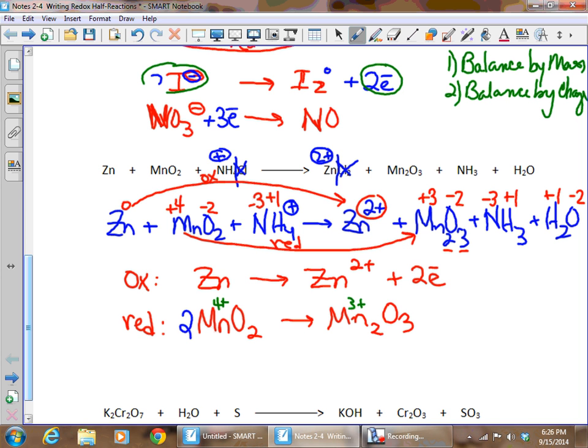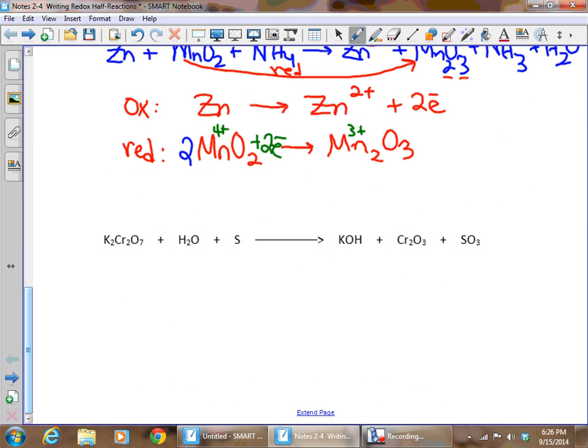2 electrons on this side. Those 2 electrons are going to balance out that charge, so we end up with a +6 for the manganese on both sides. So that's our half reaction for the reduction half reaction for this particular redox equation.